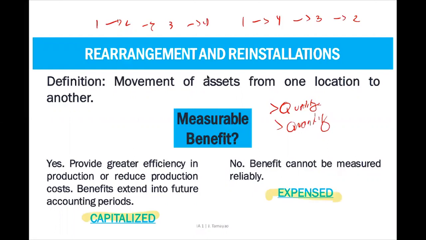If not, expense. Take note, if there is a greater efficiency in production or reduced cost, there is a measurable benefit. Then we capitalize it. If not, we expense it. Guys, rearrangement and reinstallations is only applicable to machinery. It is not applicable to land. It cannot be applicable to building also, because you cannot just uproot a building and place it in another area. Cannot be. Only for machines.